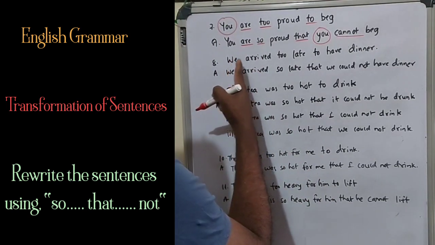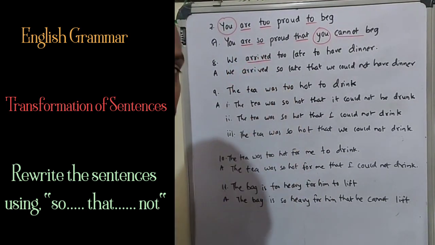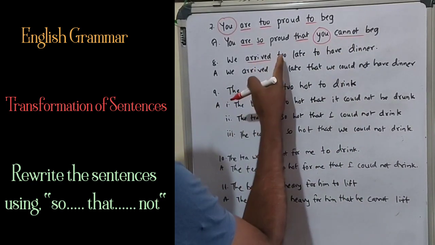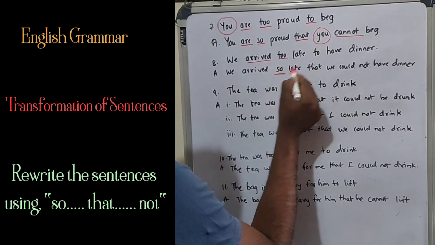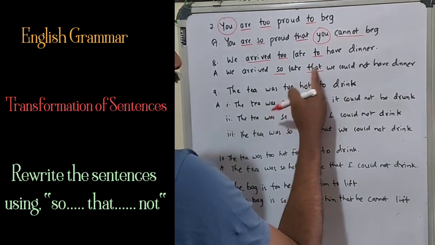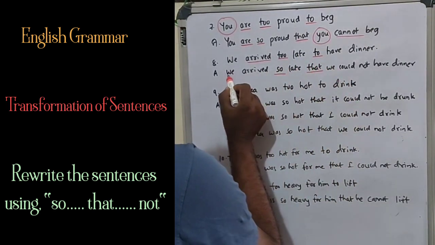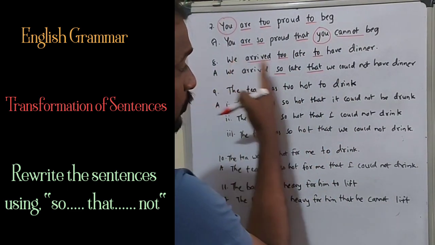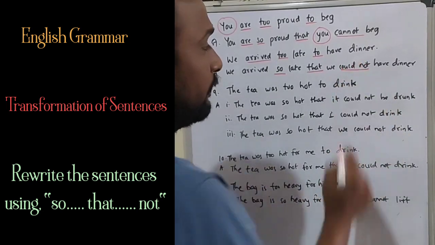Look at this. We arrived too late to have dinner. See, arrived is past tense. Write arrived as it is. In the place of to, write so. Then for the second to, write that first. Write late as it is, then write that. Then after writing that, you write the subject. The subject is we, a pronoun, so write this as it is, then write could not have dinner.